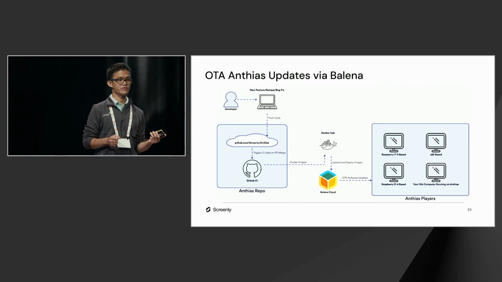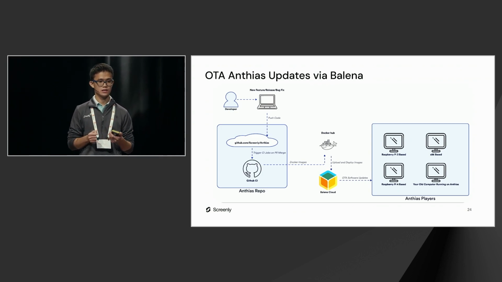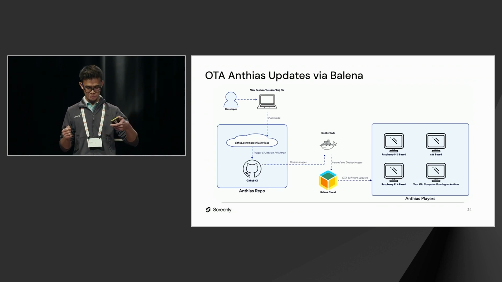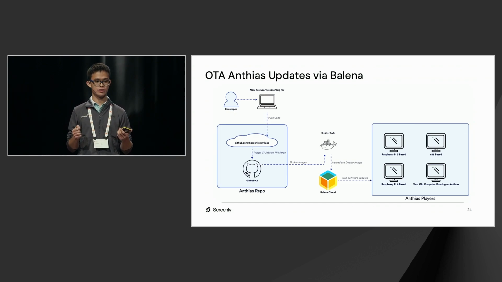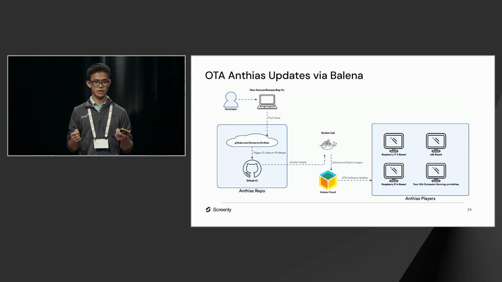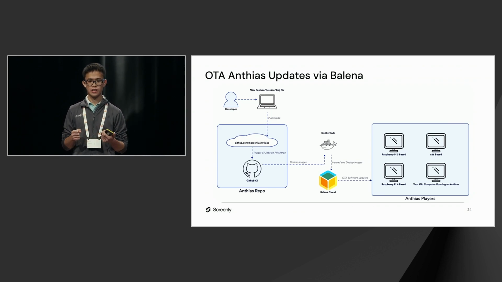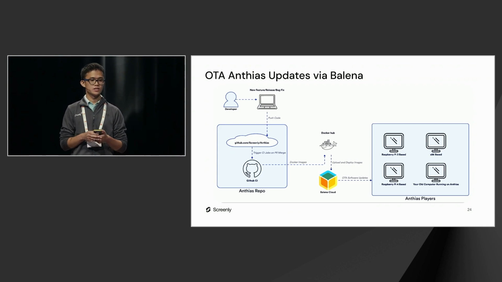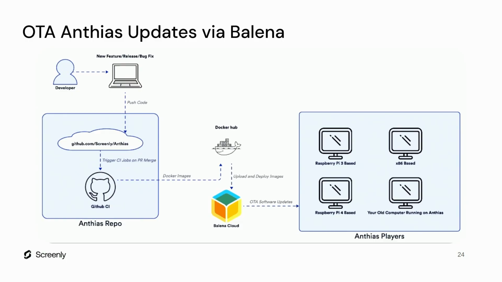So let's dive deeper. So here's how we do over-the-air updates via Balena. So let's say the user has set up their digital signage solution. So if the developers or other open source contributors push their code, a continuous integration process will be triggered. And then when that happens, Docker images will be built for each of the platforms that we currently support, specifically Pi devices and x86 devices. So when the images are finished building, they will be deployed to Balena Cloud, and those updates will be pushed to the devices that are online.